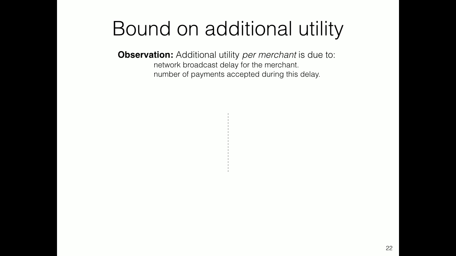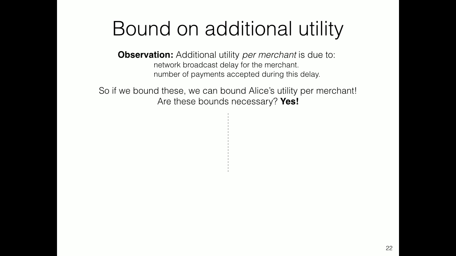And how do we do this? Well, the key idea is that the additional utility per merchant is bounded. It stems from the fact that there's this inherent network delay in the Bitcoin network, where merchants only learn of other transactions as they propagate through the network, which usually I think is maybe less than 10 seconds, but that's enough time for a micropayment situation where you might browse like 1,000 web pages within 10 seconds. And the second source of utility is the number of payments that a merchant can accept during this time delay. So if you can bound these two quantities, then we would be able to bound Alice's utility from double spending.